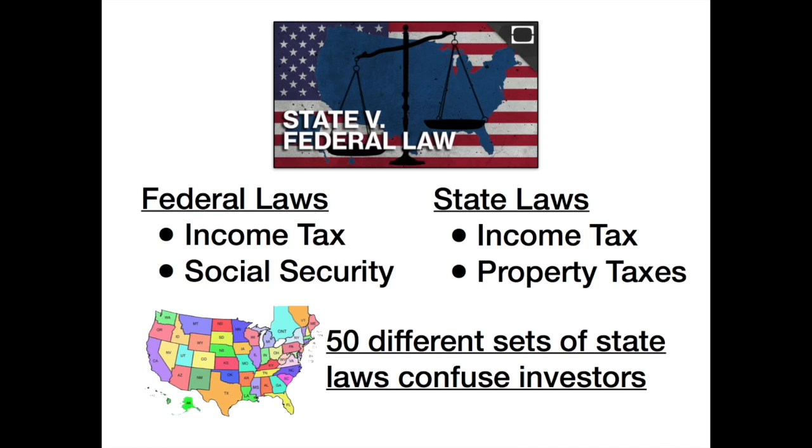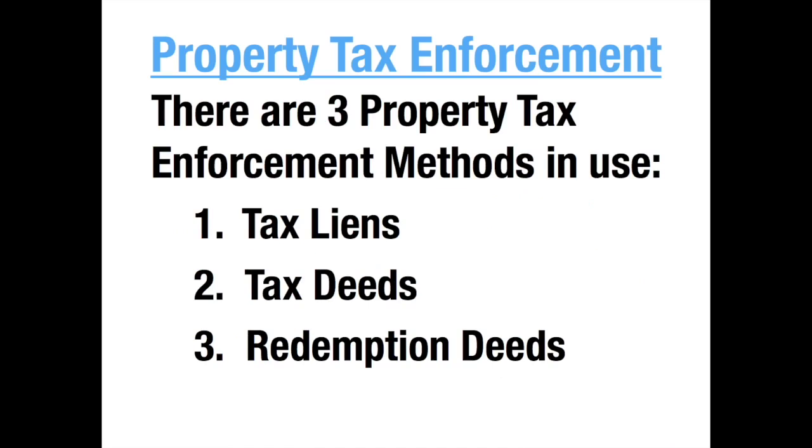Something else to think about is part of the reason why tax liens have never been more mainstream in terms of investments, and that's because people didn't really understand the way that the systems worked, because you had 50 different states that all had their own unique system in a way. What we did was we attempted to simplify the systems by narrowing them down to three specific systems that are used throughout the United States. Those three property tax enforcement methods are tax liens, tax deeds, and redemption deeds.